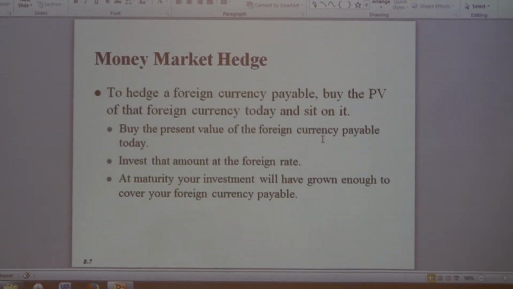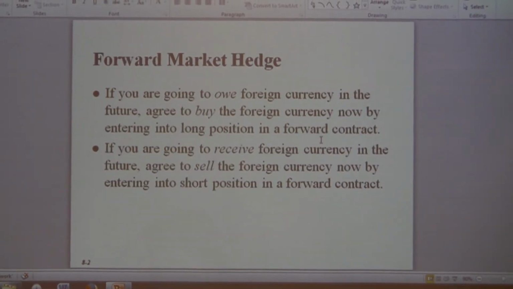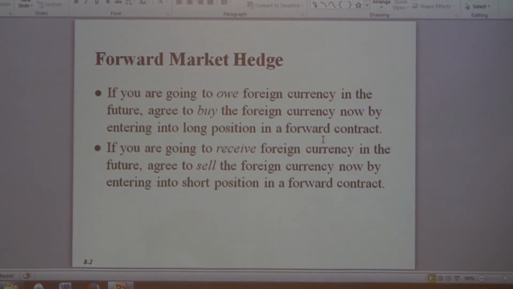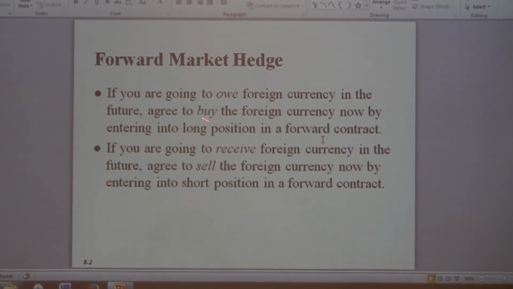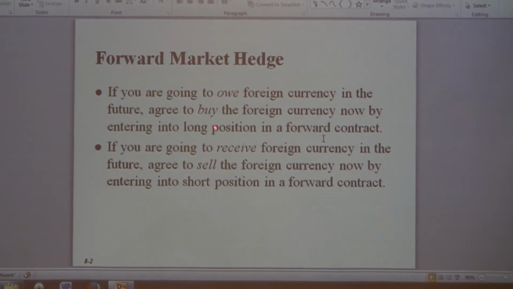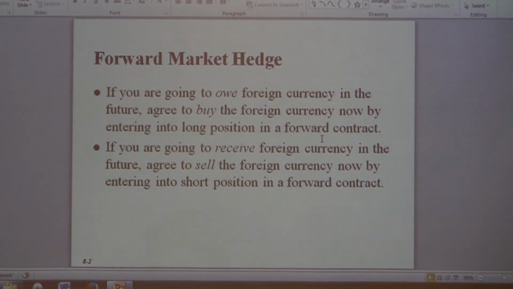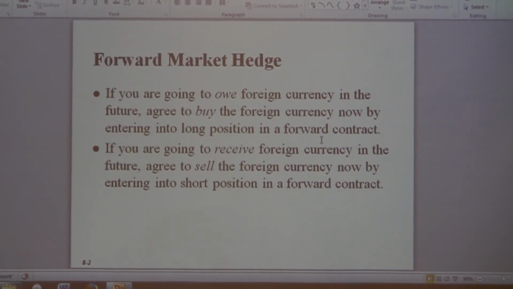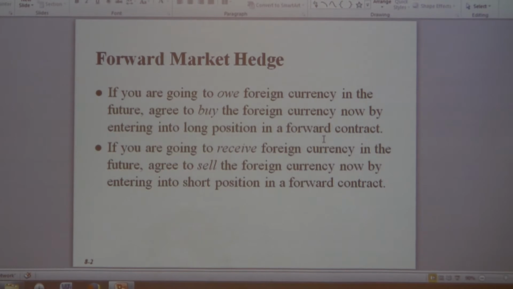So let's go back and let's talk about the forward market hedge. So as far as the forward market hedge is concerned, what do you do in the markets? So basically here, what you're saying is that if you are a multinational, if you are going to owe foreign currency in the future, agree to buy a foreign currency now by entering into a long position in a forward contract. So basically here, what we are saying is that if it's an accounts payable, you have to make a payment, and to make the payment, you will buy a forward contract, or you will buy the required number of futures contracts.